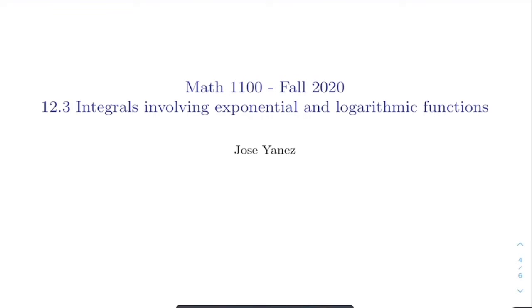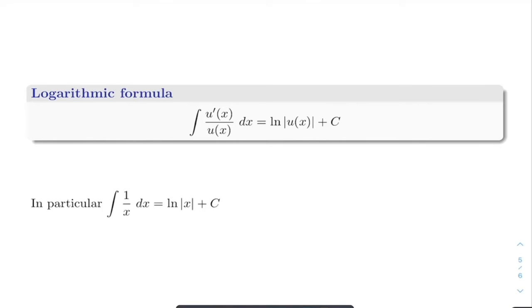In this video now we will learn how to calculate integrals that involve logarithmic functions. So remember that when we defined the power formula, we had to avoid the case where n was equal to -1. So this logarithmic formula will tell us what to do in that case.